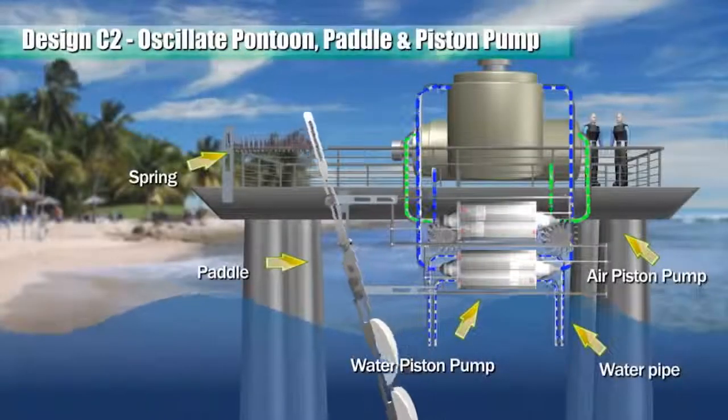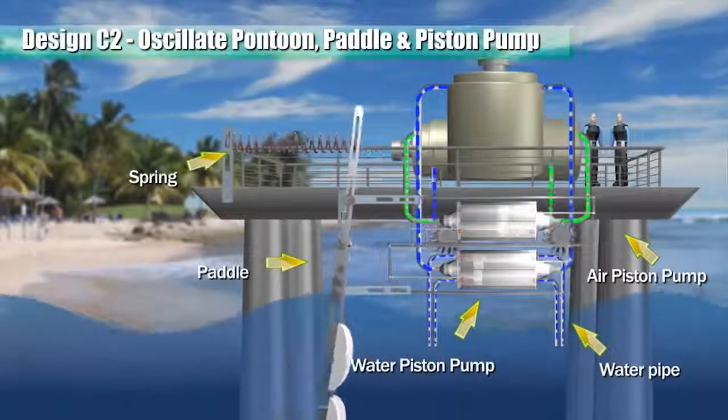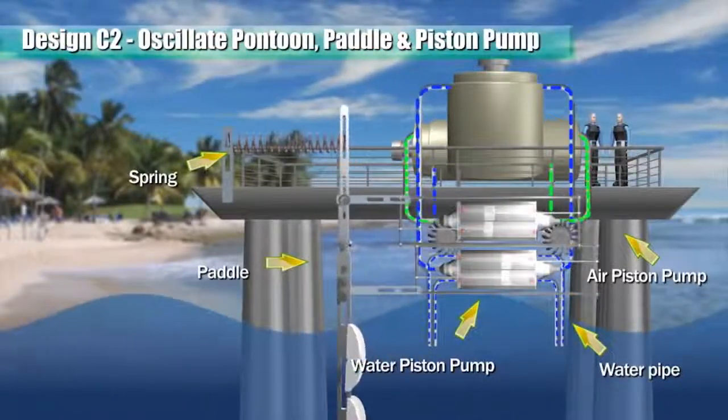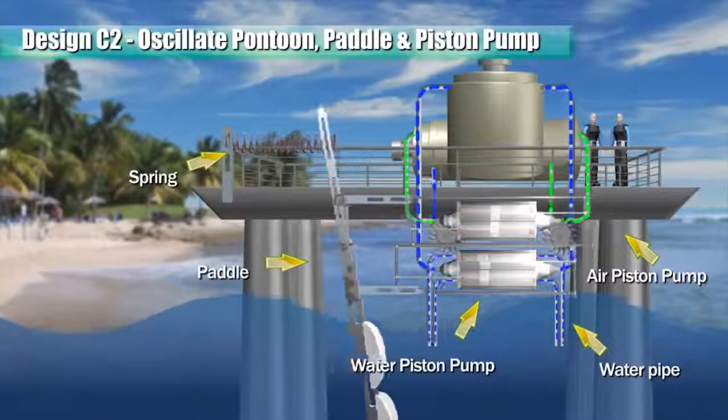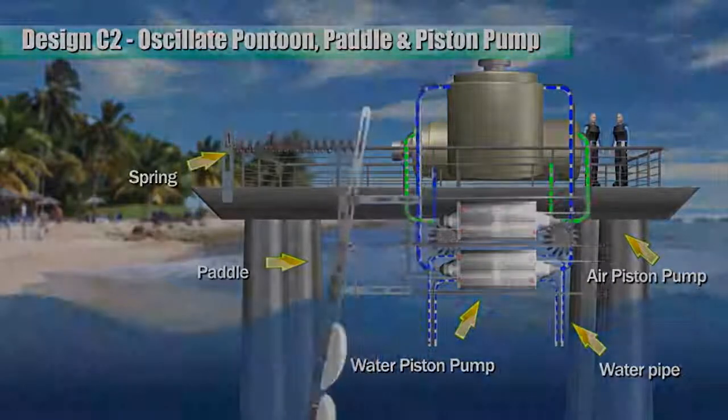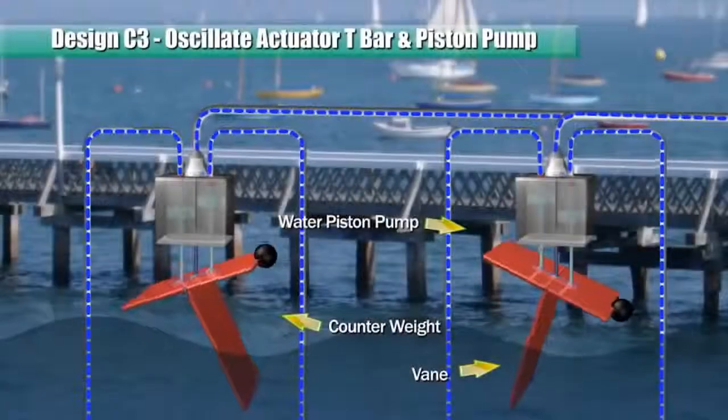Now a paddle is pivoted on the pontoon such that when the ocean undercurrents oscillate the paddle, it reciprocates two pistons to pump air and water in a double-acting manner. This design oscillates the actuator T-bar.